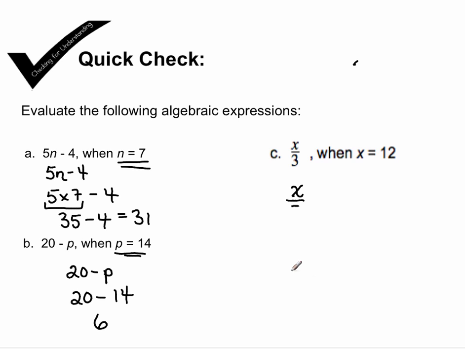Start with the expression. We substitute. Take the variable out. Put the number in. Substitute. This says 12 divided by 3. It's another way of saying division. And we get 4.